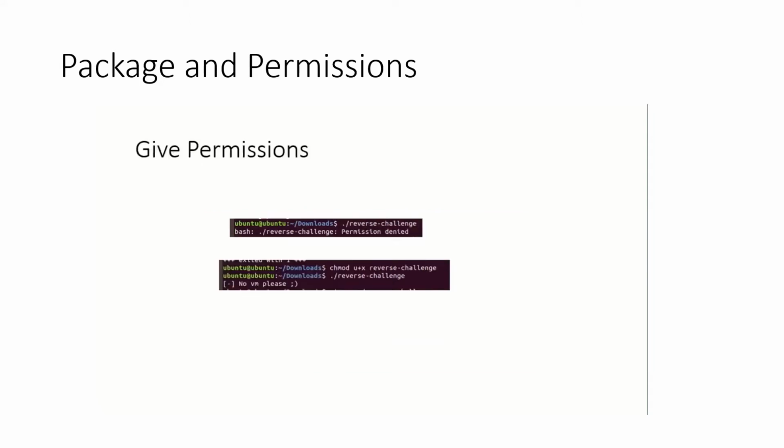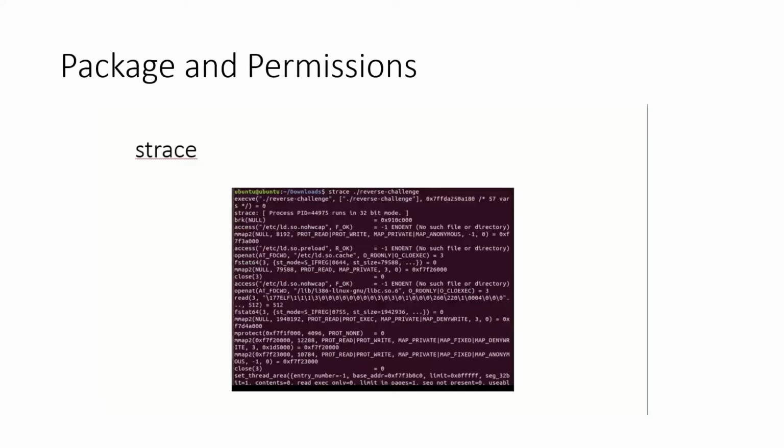After that, when we run the command ./reverse_challenge, actually there is no permission given to this file. So before proceeding further, we just need to give the permissions. We are using chmod u+x reverse_challenge, and then after we give the permission we run the command, and it is successfully run, and then it says "no VM please". And also we just need to run strace on ./reverse_challenge.